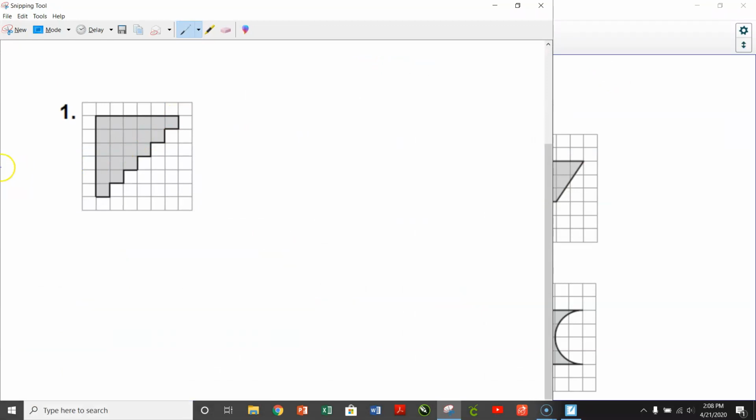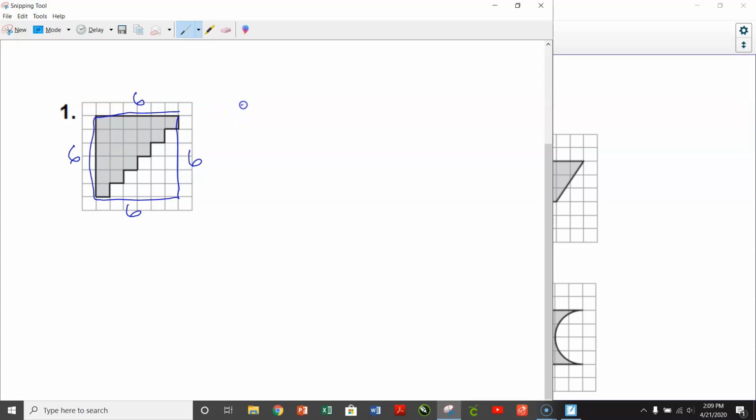Right? Now, what should I do with my pen? Well, this is 6. 1, 2, 3, 4, 5, 6. This is 6. 1, 2, 3, 4, 5, 6. That is 6. And that is 6. Now, we just got 24 units, right?